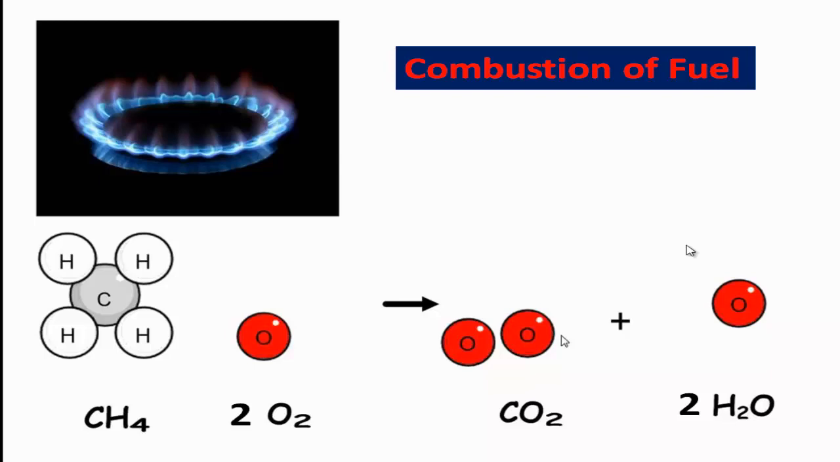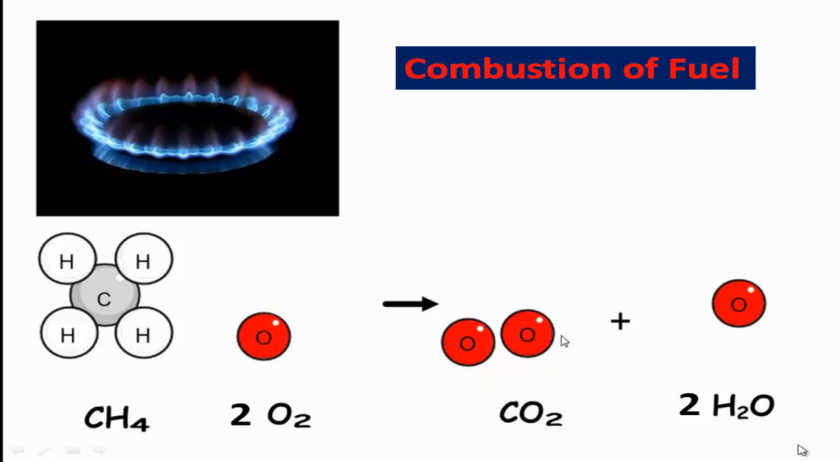Now follow another example, combustion of fuel. You know everybody, combustion of fuel must be a chemical reaction, and combustion reaction means a huge amount of heat is produced. Follow here. Here gas is burning, isn't it? This is the natural gas, and it contains mainly methane. So when combustion of methane is occurring, then it reacts with oxygen and produces what? Carbon dioxide and water vapor.